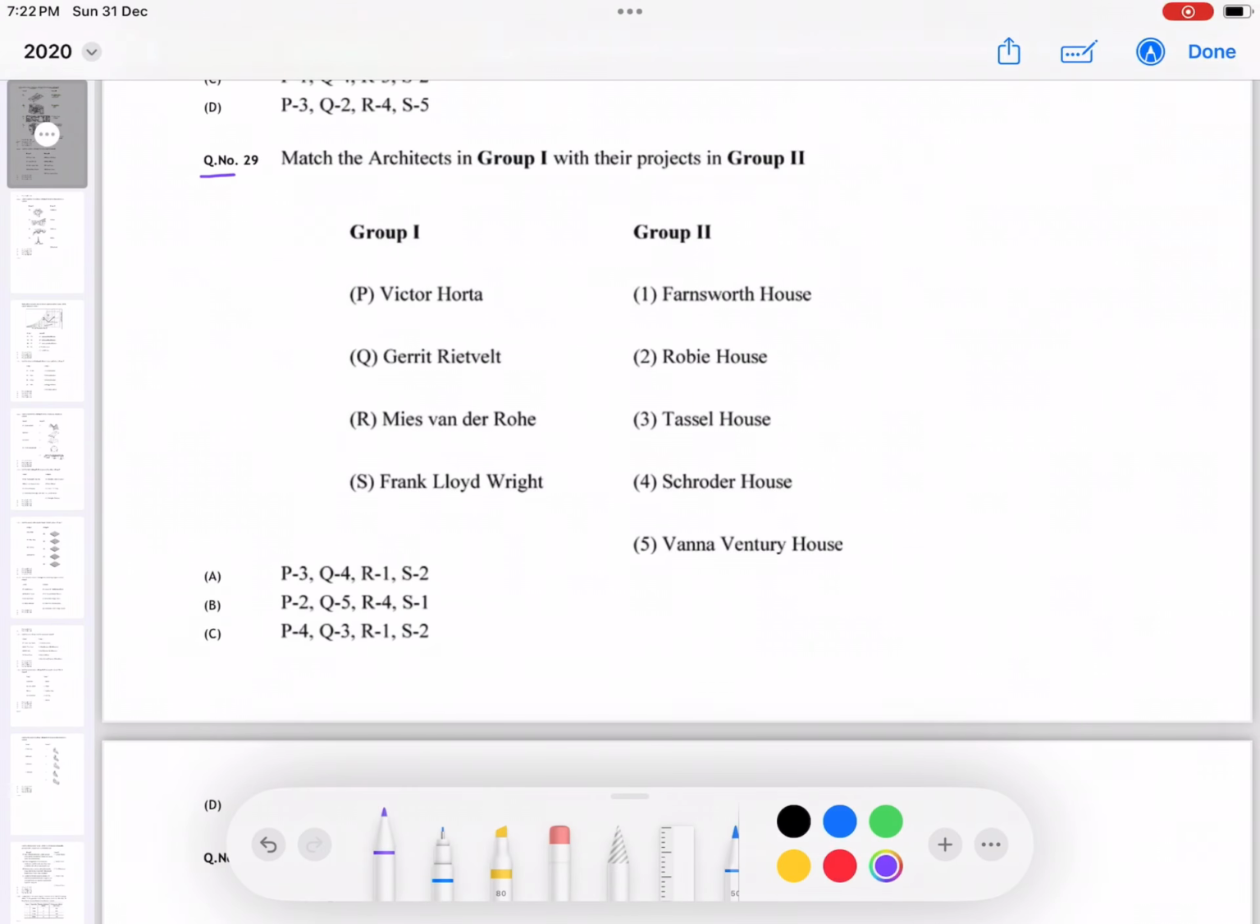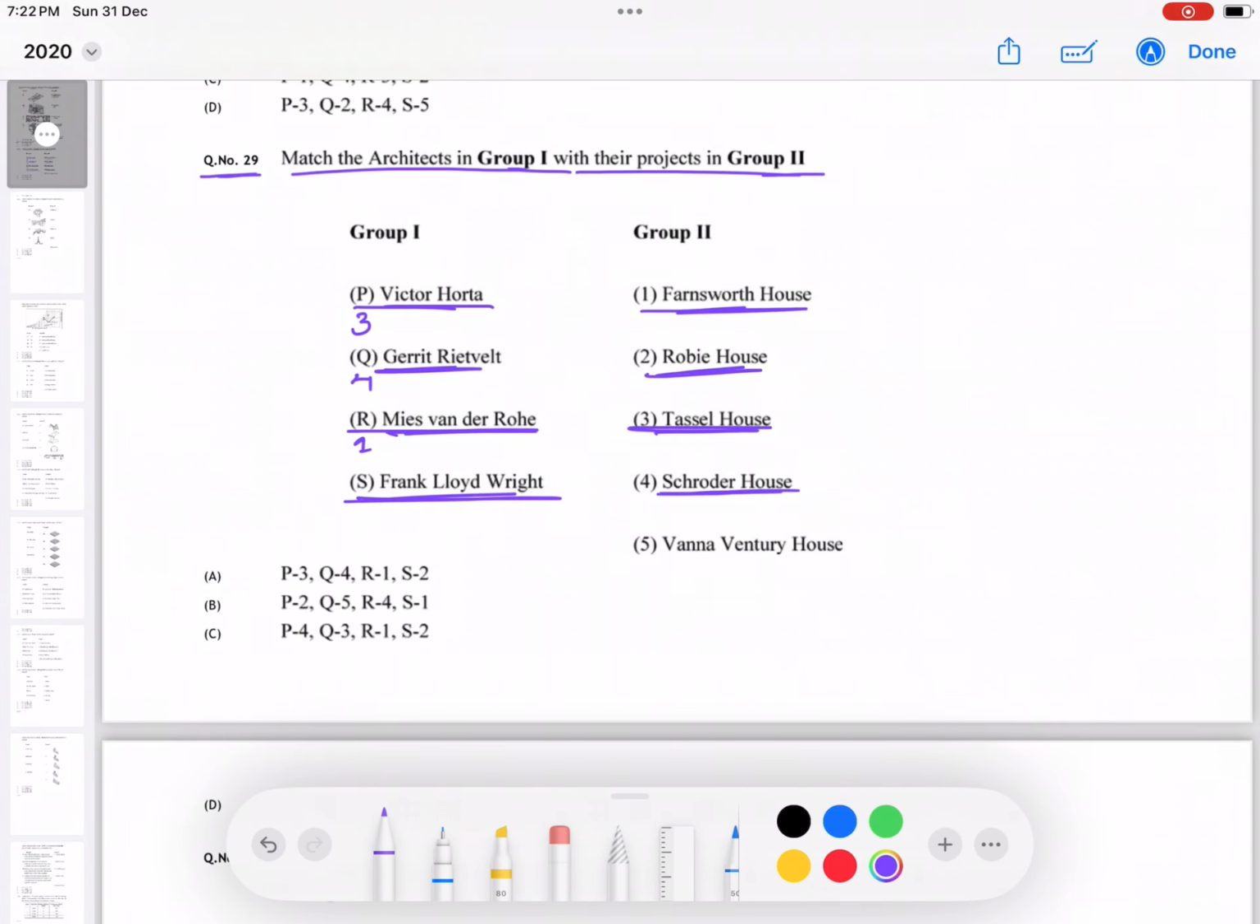Question number 29. Match the architect in group 1 with the projects in group 2. So in this, first is Victor. Victor has designed Tassel House, so P is 3. And then Garrett has designed Schroder House, so it's 4. Mies van der Rohe designed Farnsworth House, 1. And Frank Lloyd Wright designed Robie House, so it's 2nd. 3, 4, 1 and 2. So option 1 is the best match answer here.